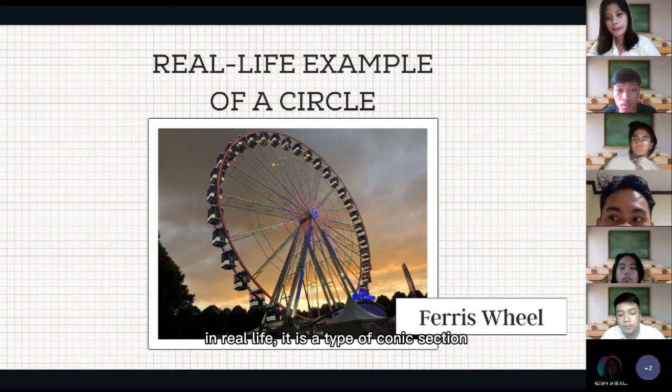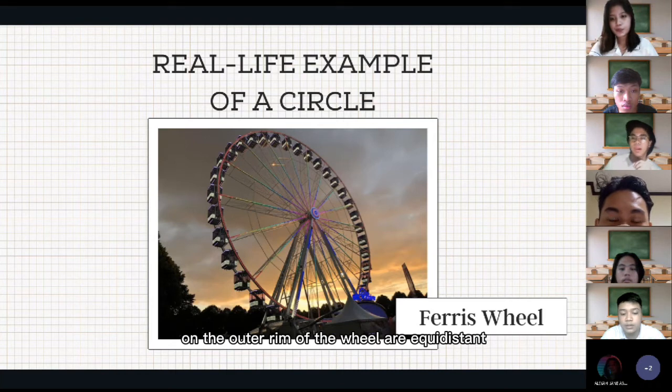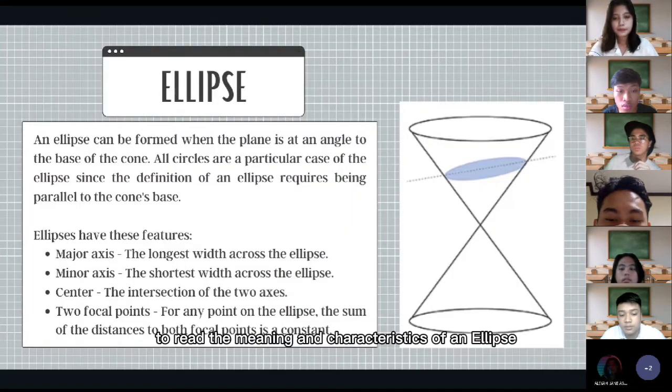It is a type of conic section because all of the points on the outer ring of the wheel are equidistant from the center. Can I please call Timothy Gibbon to read the meaning and characteristics of an ellipse?